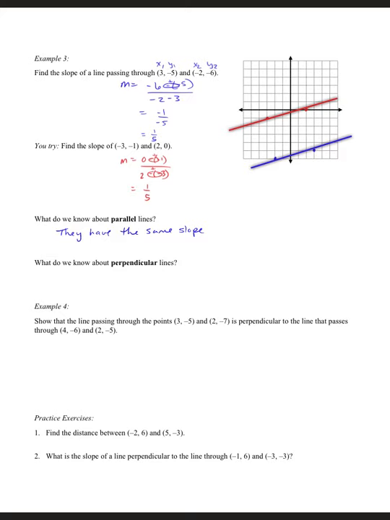They have the same slope, however, we do notice that they have to have different y-intercepts or else they'd be the same line. So we're going to add that too. They have to have the same slope, different y-intercepts.